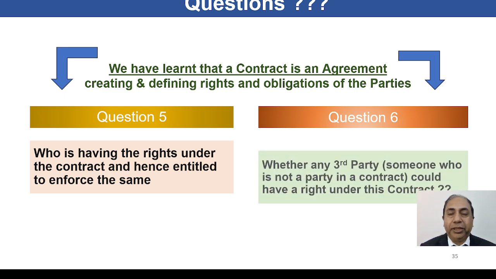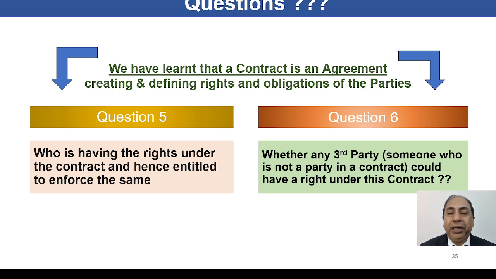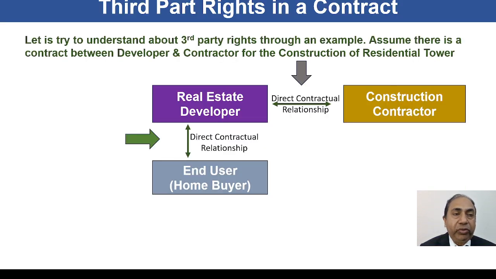Question number 6, whether any third party, that is someone who is not a party in a contract, could have a right under this contract. Let us try to understand about third party rights through an example.